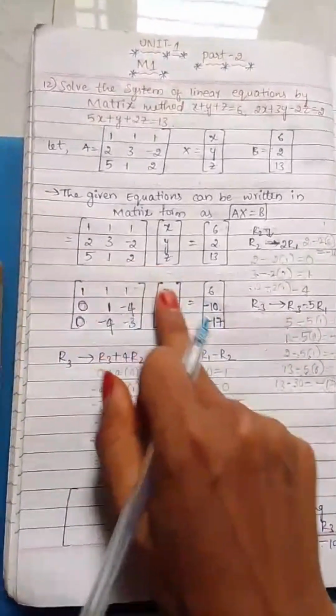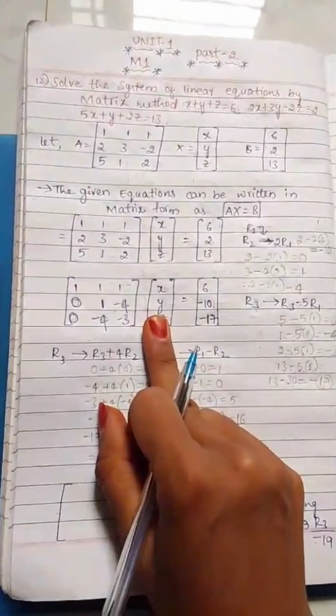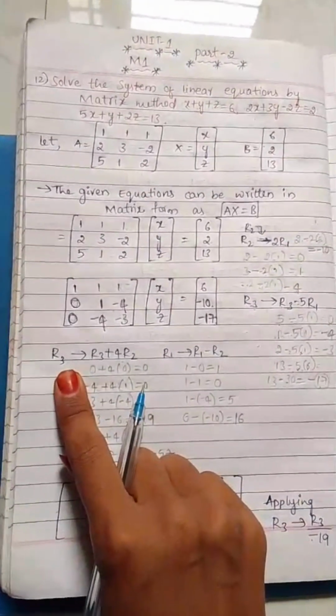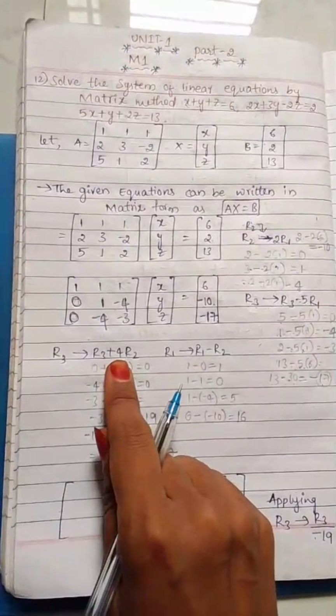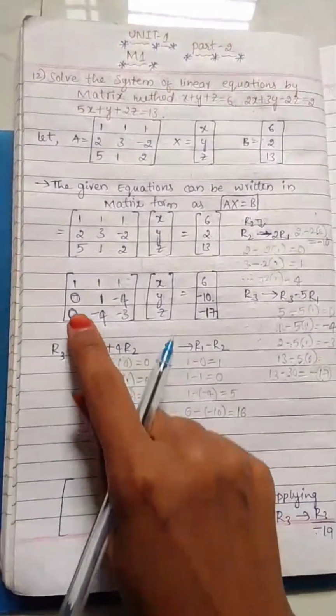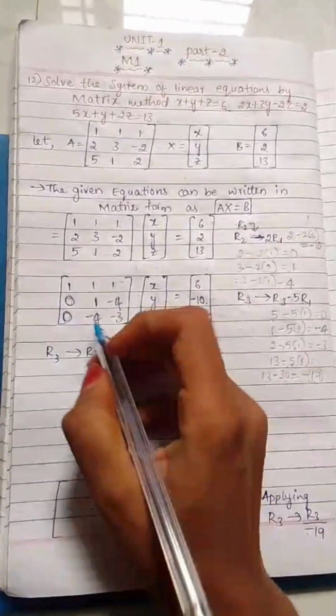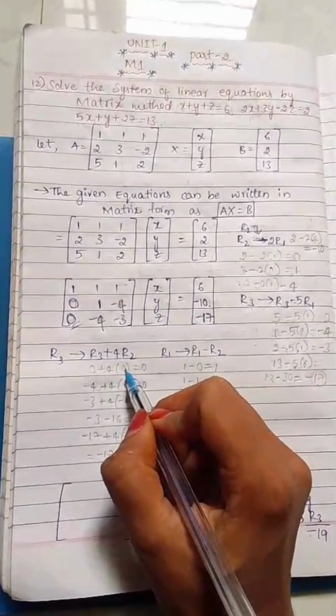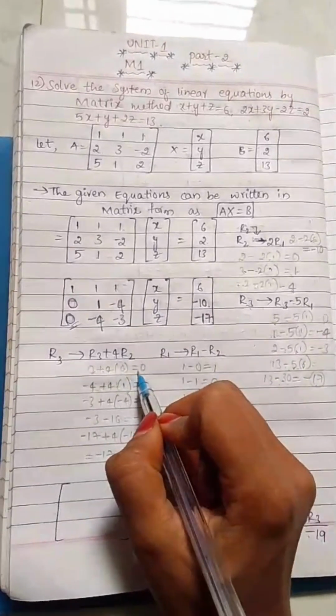Again I have to make this as the simplest form. Again I have to solve this. Take the R3 again: R3 plus 4R2. R3, I have 0. 0 plus 4 into R2, again 0. 4 into 0, that is 0. 0 plus 0, 0.